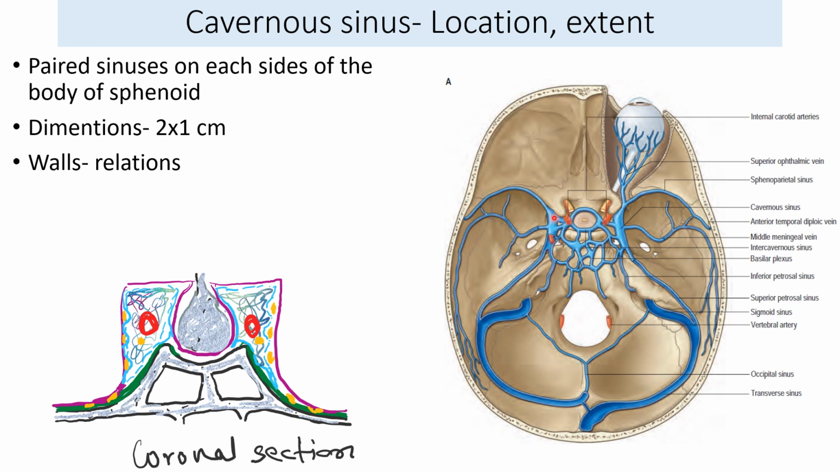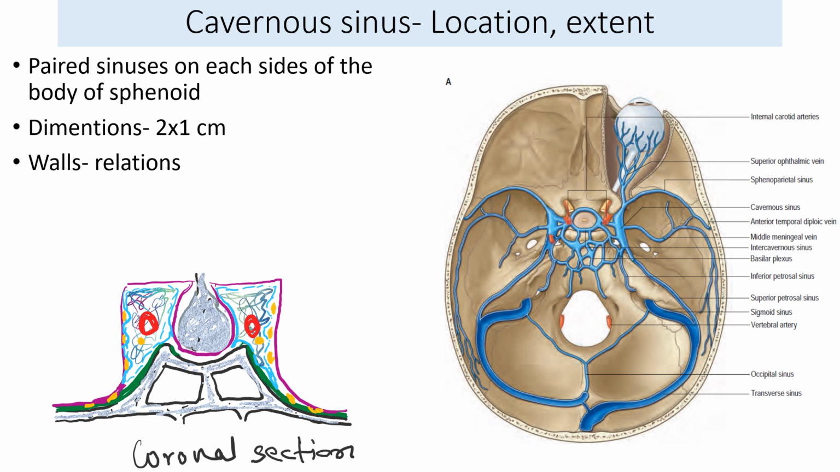The extent of this cavernous sinus is from the superior orbital fissure, which is present just under the lesser wing of the sphenoid, to the apex of the petrous temporal bone. It is approximately 2 cm in length and the width is 1 cm. The cavernous sinus naturally is going to have a lateral wall, medial wall, floor, roof, and anterior and posterior ends.